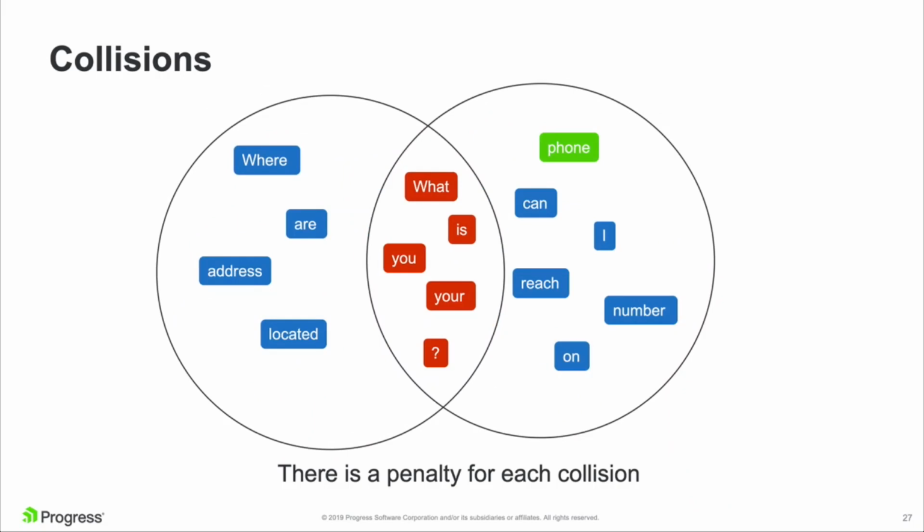On the left hand side, we have tokens for the address where our address and located are specific to address Q&A only. On the right hand side, we have phone, can I reach, number, and on tokens, which are specific to the phone Q&A only. While what is you and your and a question mark are tokens that are in common between the 2 sets. So technically, if I use any of those words, NLP might be linking that expression to both of the Q&As. So what we do with those tokens that are in common, we basically treat them as matches but penalized. So we basically apply a lower score for this type of matches.